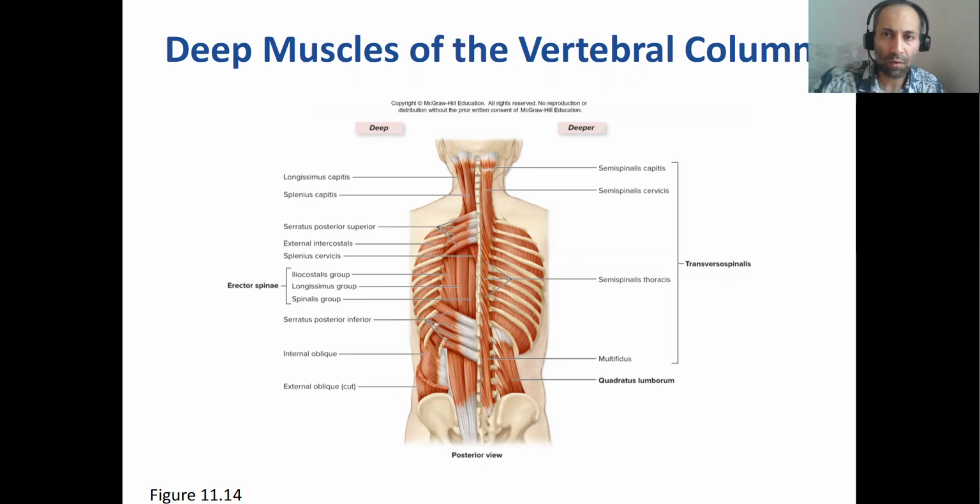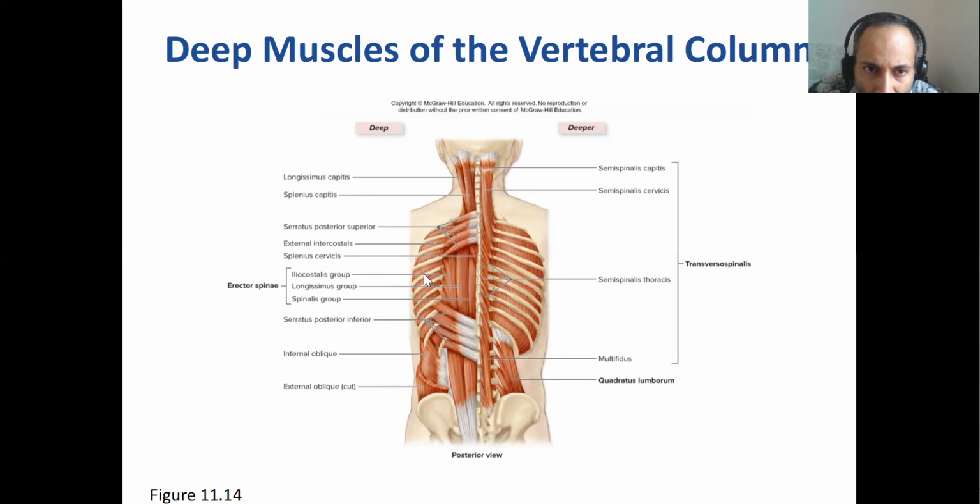All right, so let's take a look at these muscles of the vertebral column in the back, the erector spinae muscle, right? There they are. So let's start with the deep group, longissimus capitis, splenius capitis. Again, this is your posterior neck muscle. So this is the erector spinae. The iliocostalis, the longissimus, and the spinalis group.